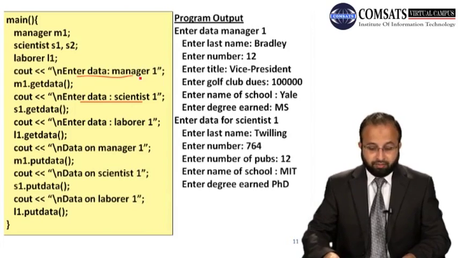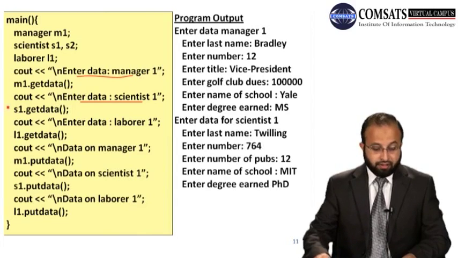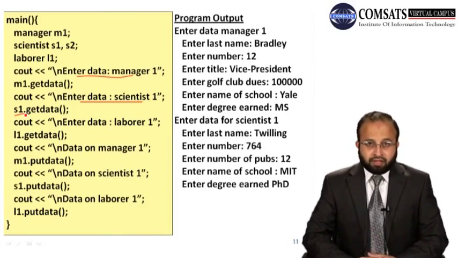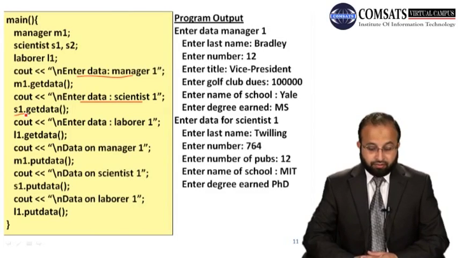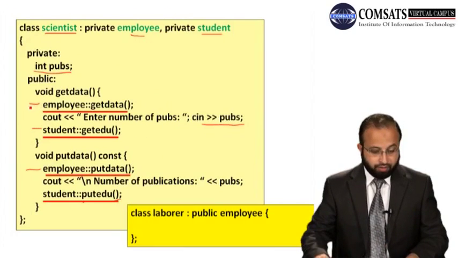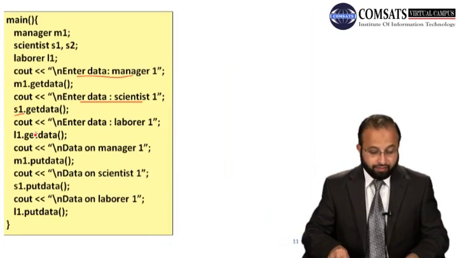It will ask for the last name, then enter number, and then enter number of publications. ठीक है, सो नंबर ऑफ पब्लिकेशंस जो हैं वो साइंटिस्ट की क्लास में हमने गेट डाटा के फंक्शन के अंदर लिखा हुआ है. And then it will call the student class get data function. Student का get data function कॉल करेगा किस तरह से? So पहले employee के लिया, then cout, and then student के साथ get data function, student class के साथ इसने get edu का function कॉल किया है, right?